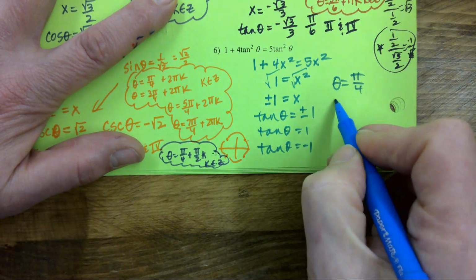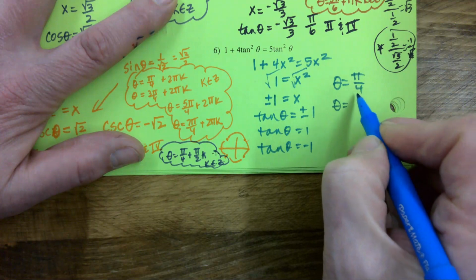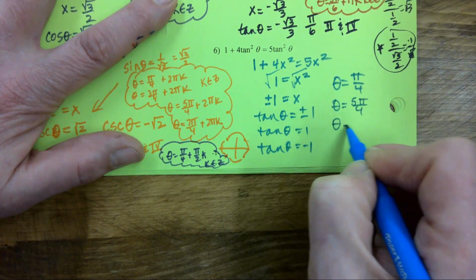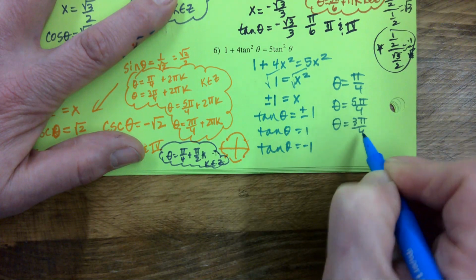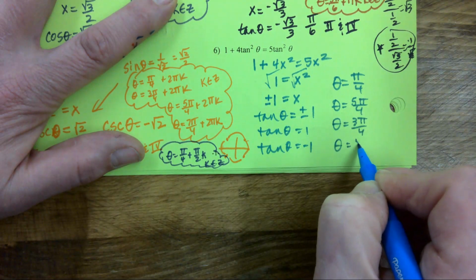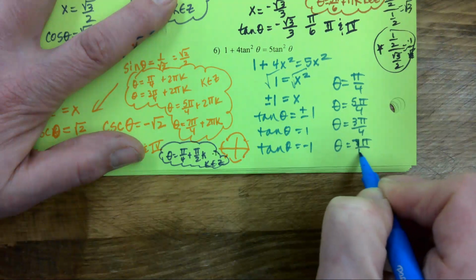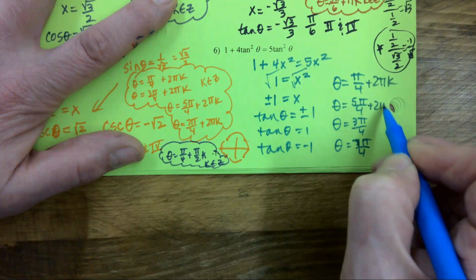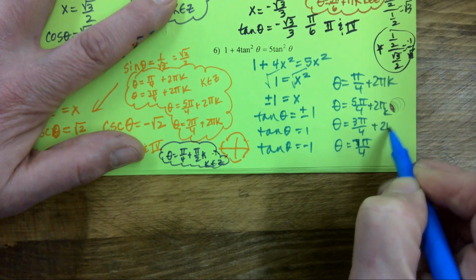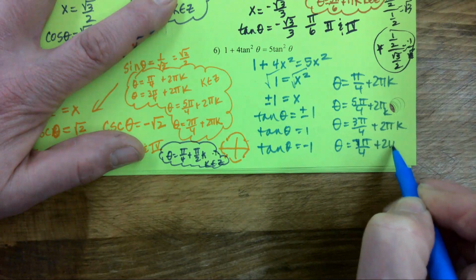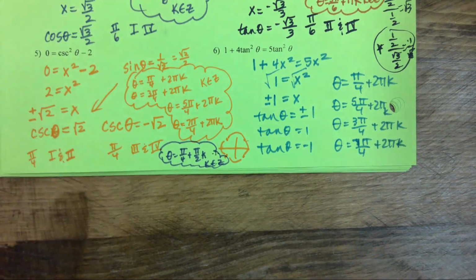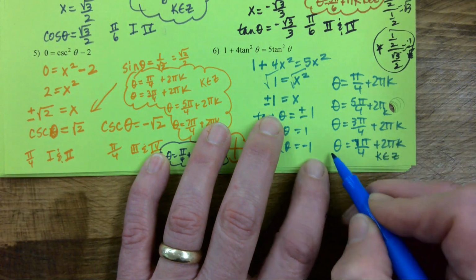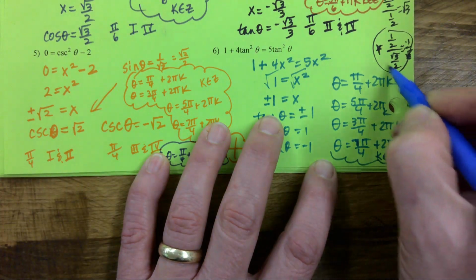And I can write it the long way. It would be pi over 4, and 5 pi over 4 is when it's positive. It would be 3 pi over 4, and 7 pi over 4 when it's negative. Sorry, I don't know what I was thinking there. And all of these could be plus 2 pi k, k is an element of the integers. Totally acceptable answer.